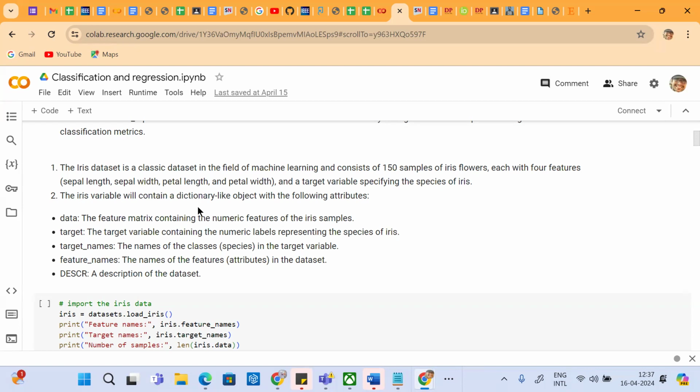Anyway, the iris variable will be a dictionary-like object. It will have data, that means a feature matrix, with numeric features. Target variable, numeric labels consisting of different species. Target names, the actual names of the different types of iris flowers. Feature names, the features or attributes in the dataset. And DESCR, a short form for the description of the dataset.